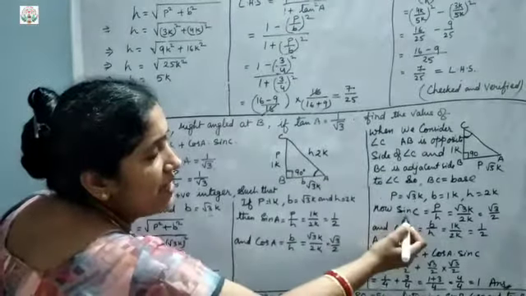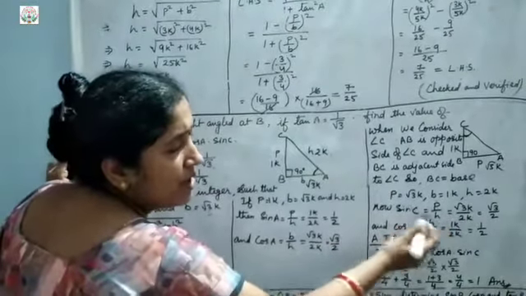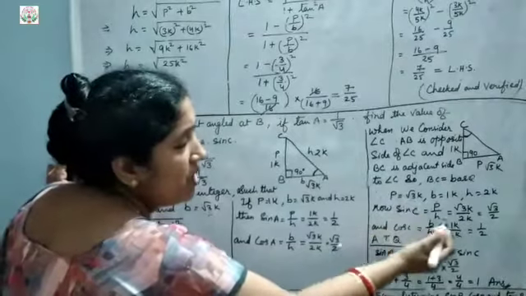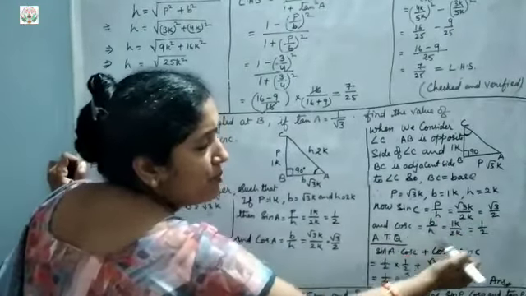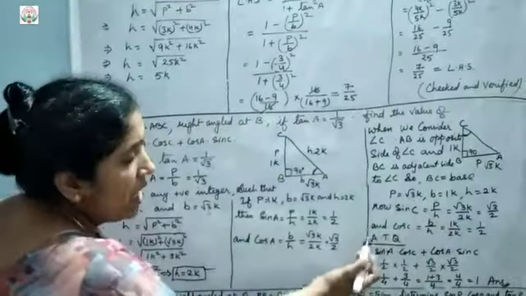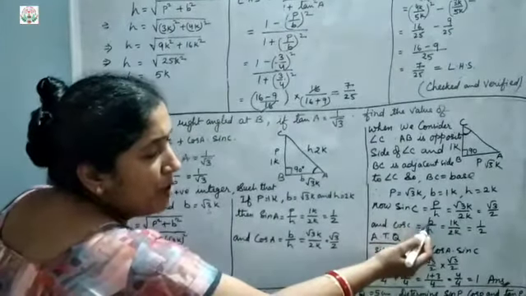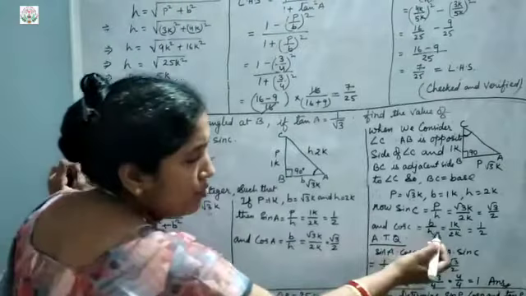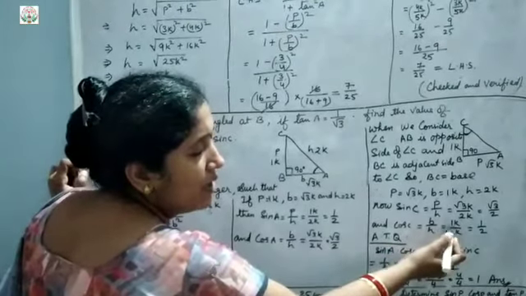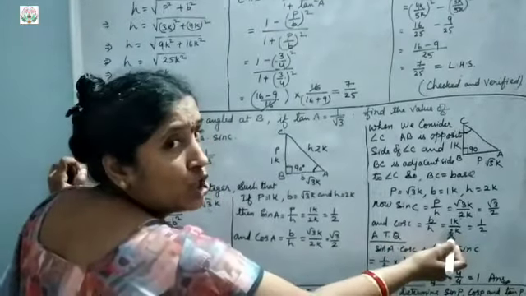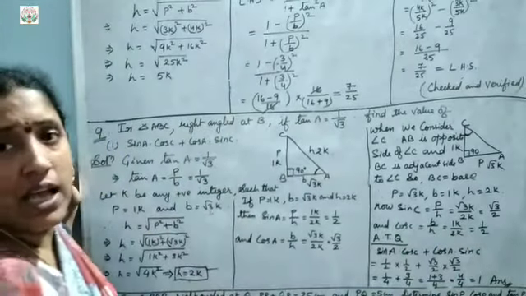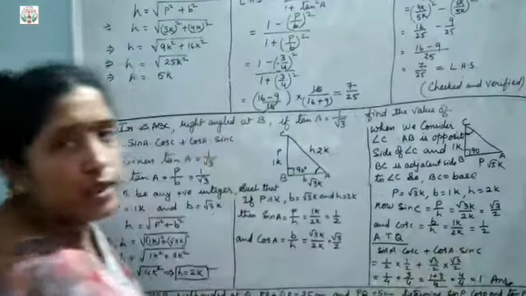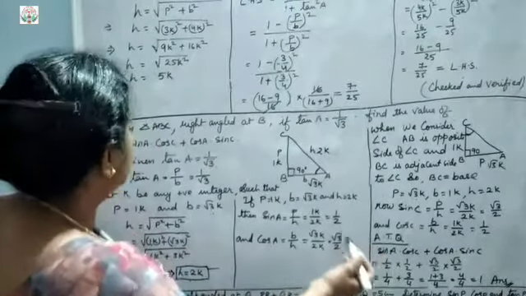So now sin C will be equal to what? P by H. Here what is P? Root 3K upon 2K. So K gets cancelled and it becomes root 3 upon 2. And cos C will be what? B by H, base upon hypotenuse, that is 1K upon 2K. K gets cancelled and we get 1 upon 2.